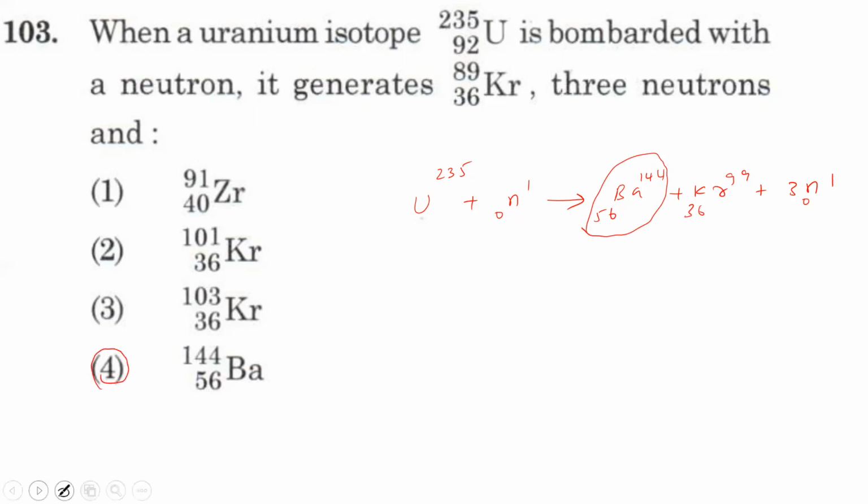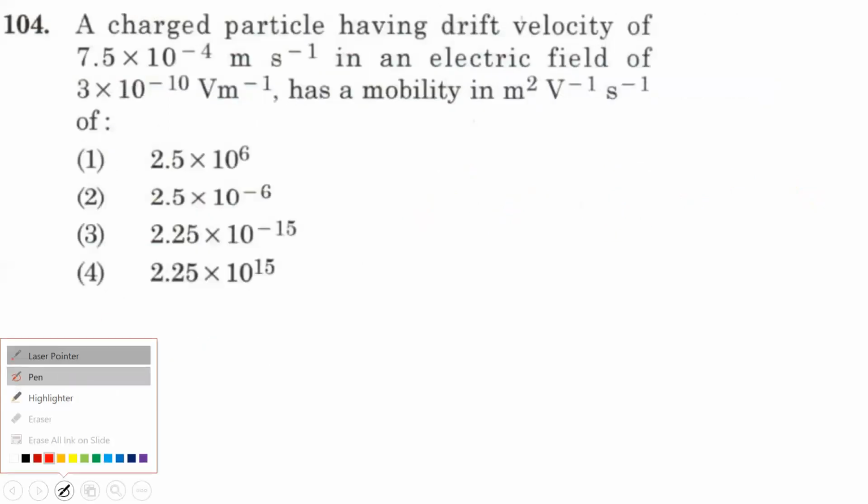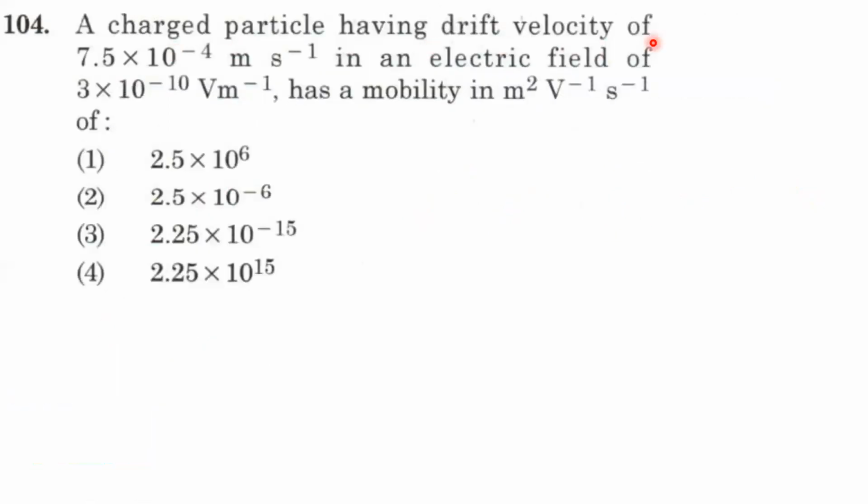Now we are going to discuss question 104. A charged particle having drift velocity of 7.5 into 10 power minus 4 meter per second in an electric field of 3 into 10 power minus 10 volt per meter has a mobility in the order of dash. Mobility is equal to question mark. Here, drift velocity is given as 7.5 into 10 power minus 4, and electric field intensity is given as 3 into 10 power minus 10. Now, the question is, we have to find mobility.